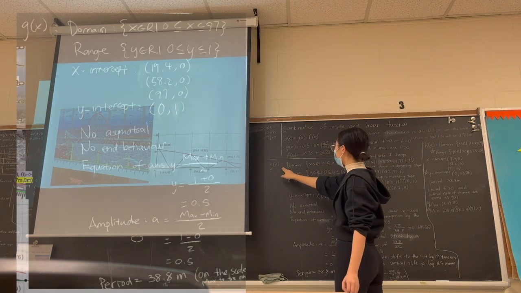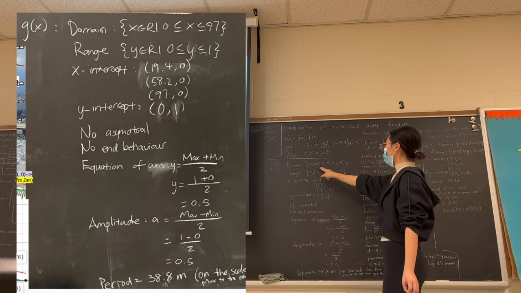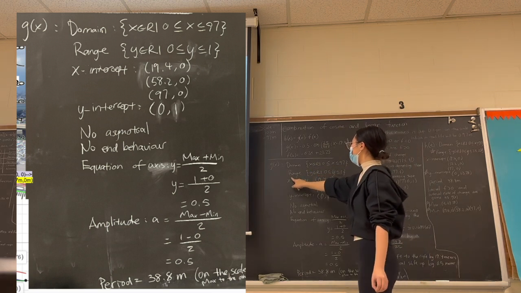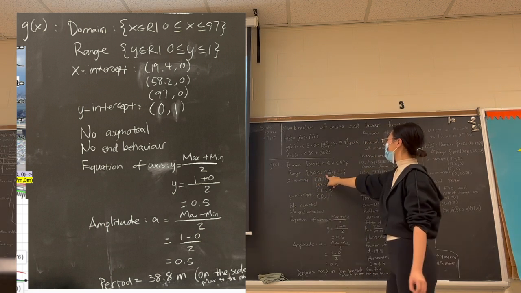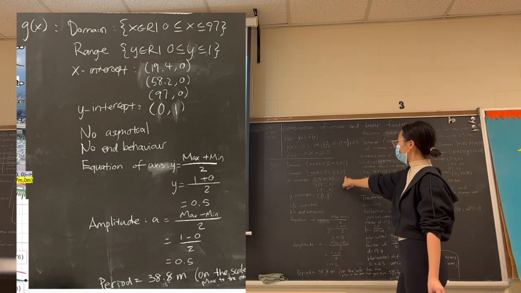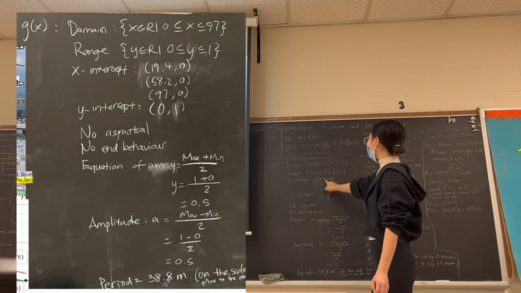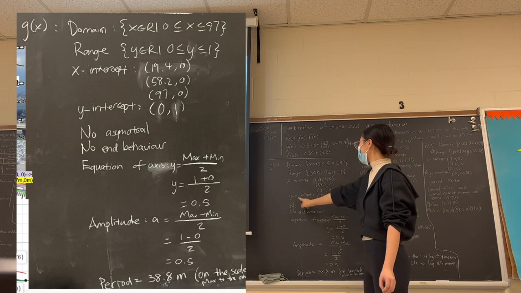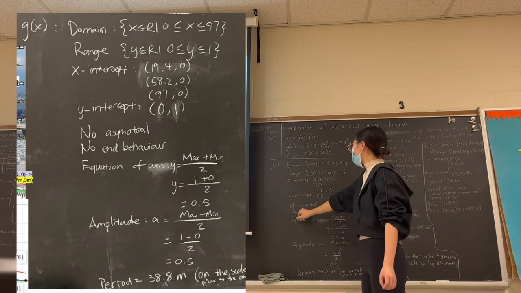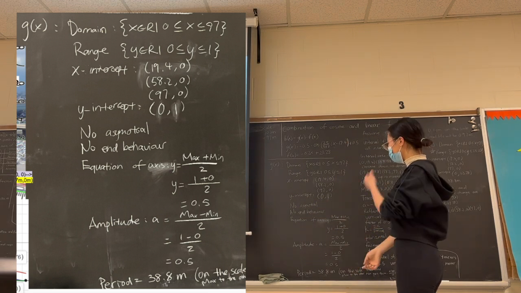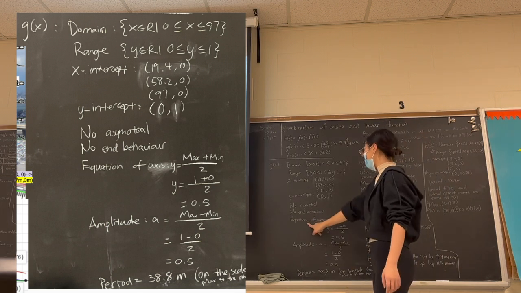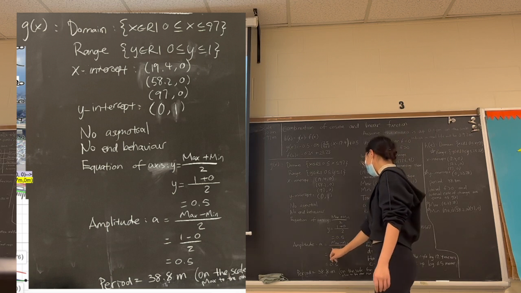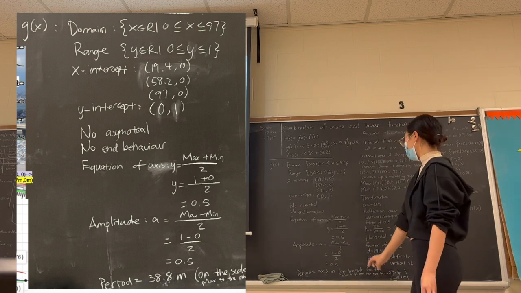And the domain of g of x is x belongs to the real numbers, 0 smaller than or equal to x, smaller than or equal to 97. And the range is y belongs to the real numbers, 0 smaller than or equal to y, smaller than or equal to 1. And the x-intercepts are 19.4, 0 and 58.20, 0 and 97, 0. The y-intercept is 0, 1. And then there are no asymptotes. The equation of the axis is max plus min over 2, which is 0.5, and the amplitude is max minus min over 2, which is 0.5.